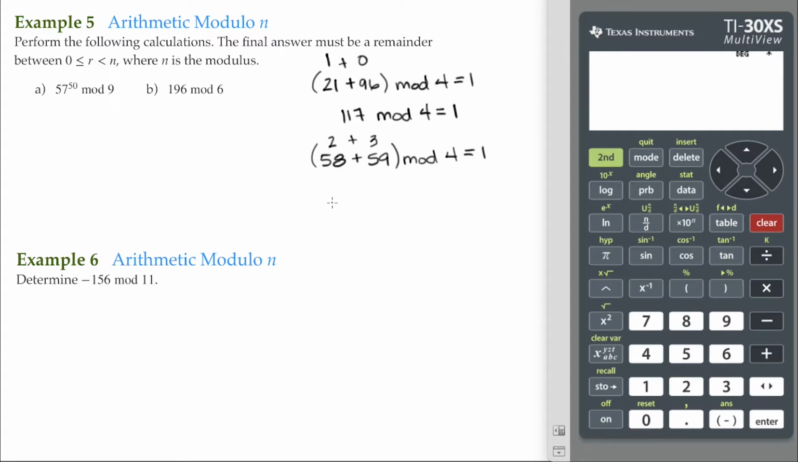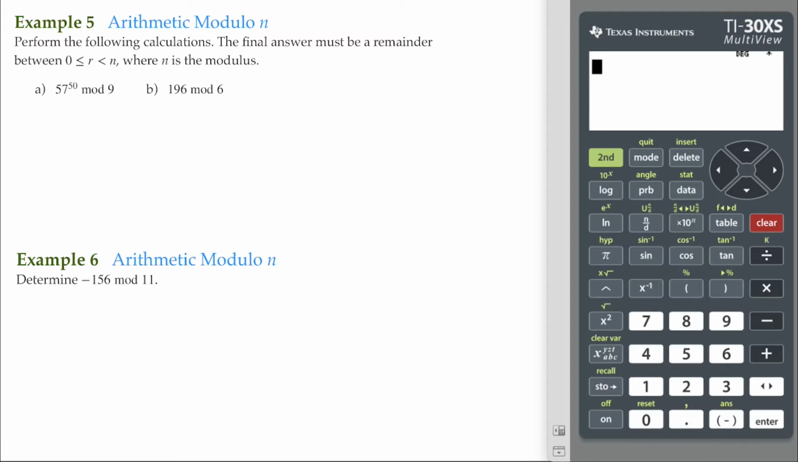You could even try something like 100 plus 17, that's 117. Mod 4, 4 goes into 100 25 times evenly. That'll give us a 0 remainder, and 4 goes into 17 4 times with 1 left over. And that's also equal to 1. So you should do that. You should experiment with different versions of a number to help build your confidence in your understanding.